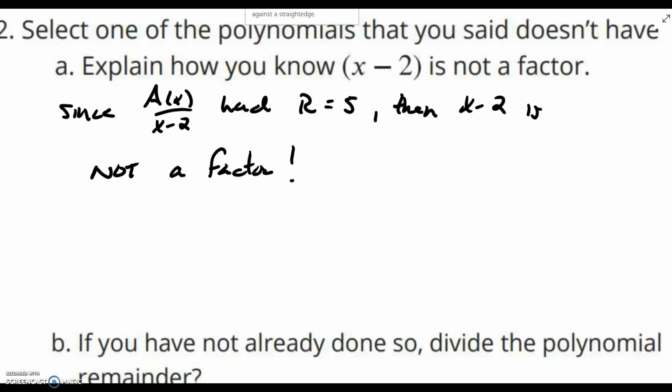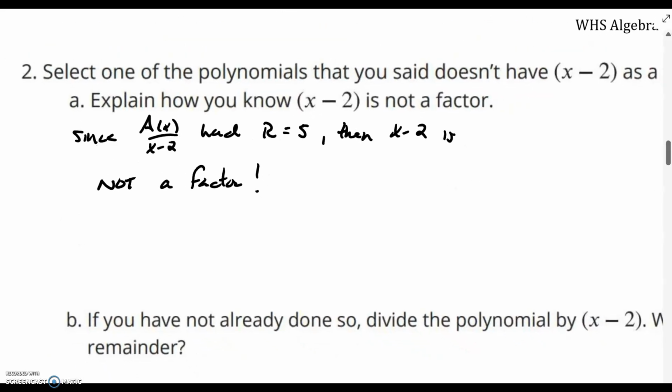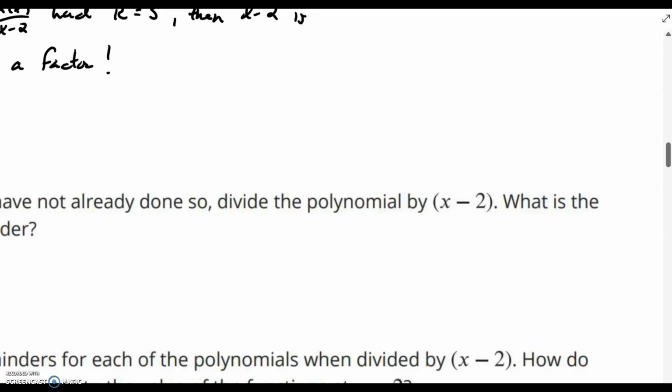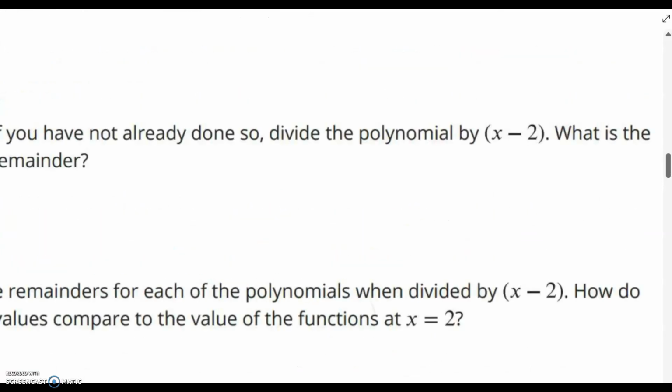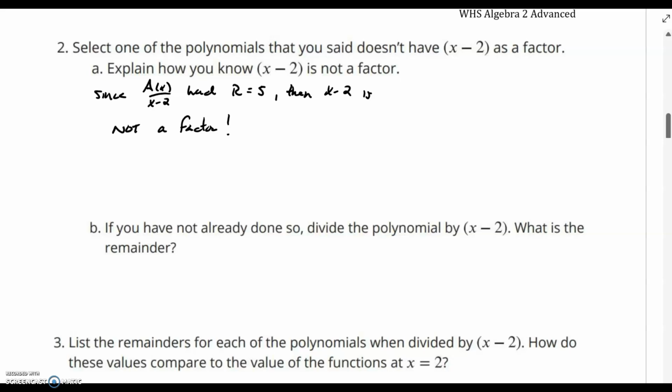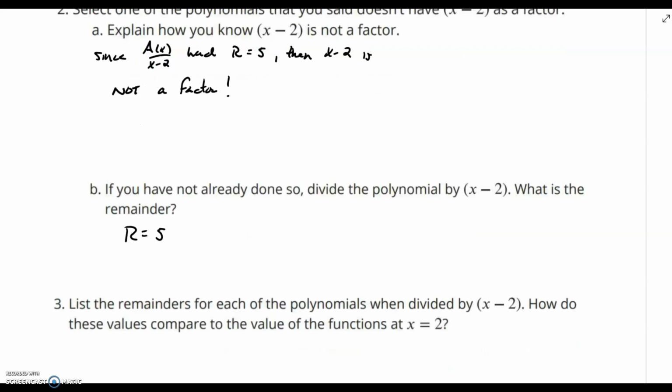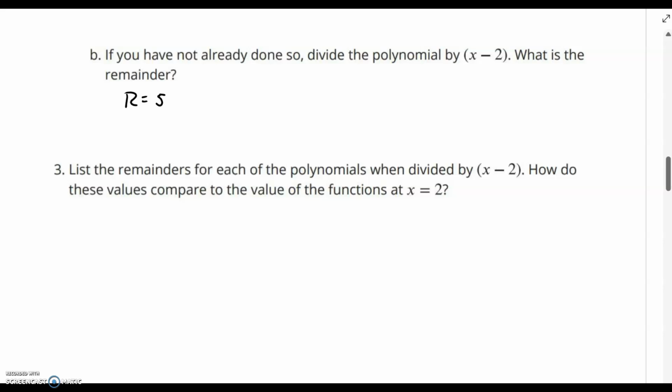Okay, if you've not already done so, which we did, we want to divide the polynomial by x minus 2. What is the remainder? If I remember correctly, my remainder was 5. Okay, so I know that the remainder there was 5. Now, what we're going to do is list the remainders for each of the polynomials, and then see how those values compare to the value of the function when x equals 2.